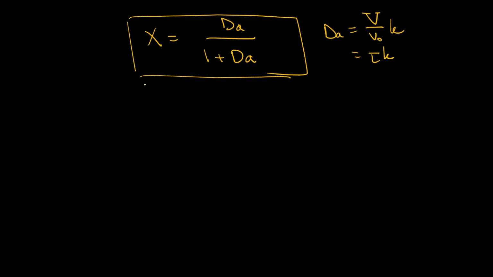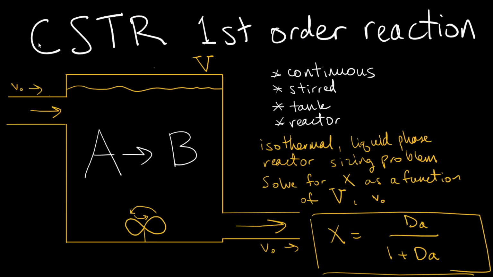To summarize, in this problem, we had a CSTR with a first order reaction, and we assumed this was an isothermal liquid phase reactor. We found the conversion in terms of our volume and volumetric flow rate, and we also wrote it in terms of the Damköhler number.